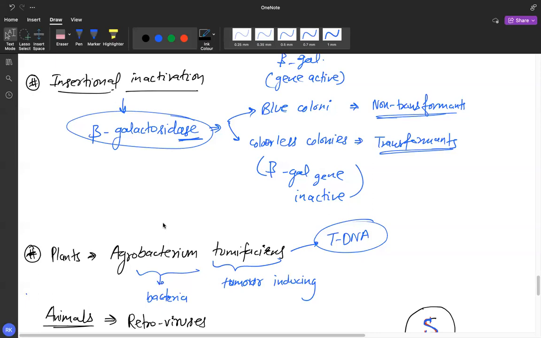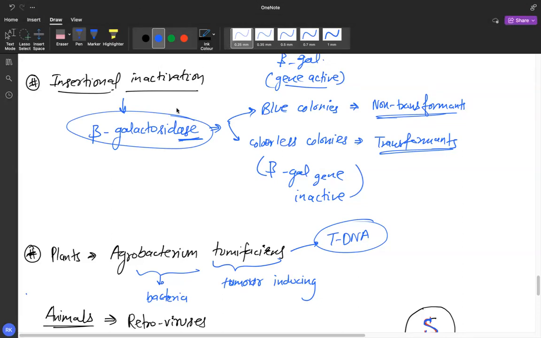Okay, so coming back, beta galactosidase is a gene for an enzyme that can react with some substrate, and when it reacts, it gives blue colonies. So if you have the beta galactosidase gene active, you will get colonies growing blue in color. Simply, if it's active, it means that you have not cut it and not inserted your gene of interest. So beta galactosidase active means your gene is not present, so the bacteria are non-transformants.